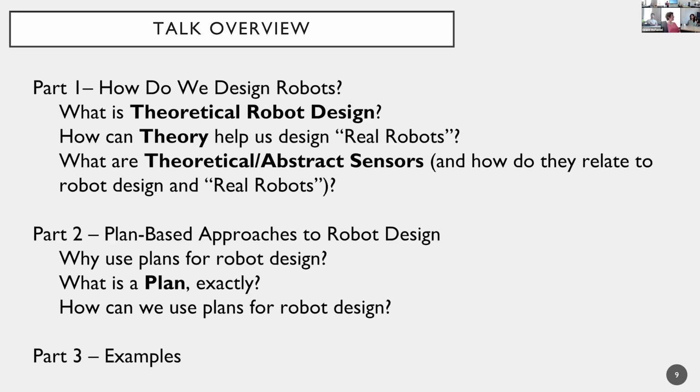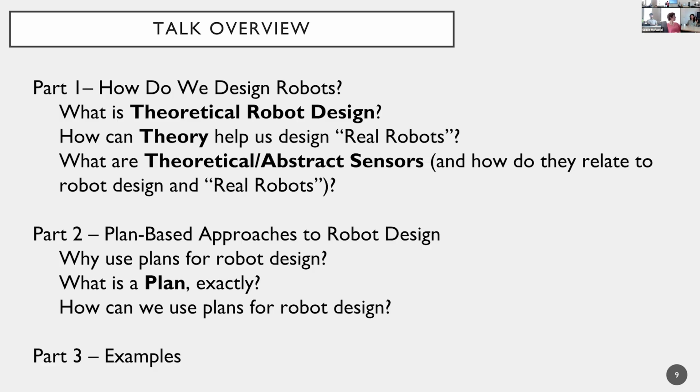The first part will be how do we design robots? And specifically, I will be looking at the realm of theoretical robot design. Specifically within that, I will be looking at abstract sensing, and I will be discussing what abstract sensors are and how they help us design real robots.